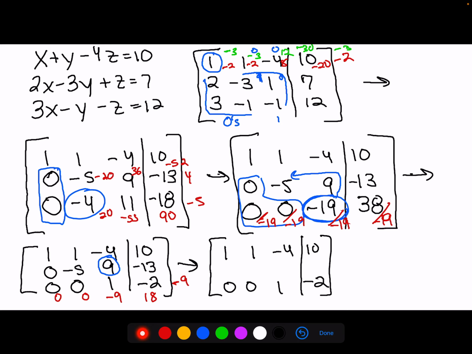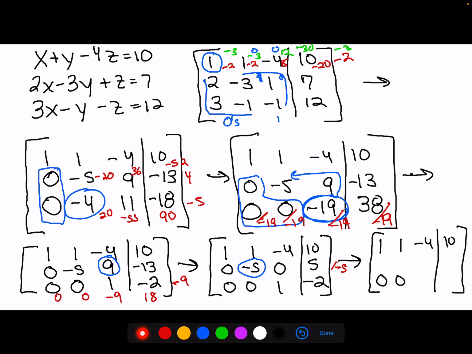So I'll still have 0 and 0. 0, negative 5 is 5. Negative 9 and 9 is 0. 18 and negative 13 is 5. Looking good. Now I want this to be a 1. So I can divide by negative 5 for that row. So I have a 1, a negative 4, and a 10. Last row is done. I can just rewrite it. That one will be 0, 1, 0, negative 1. That row is done. Looking good.